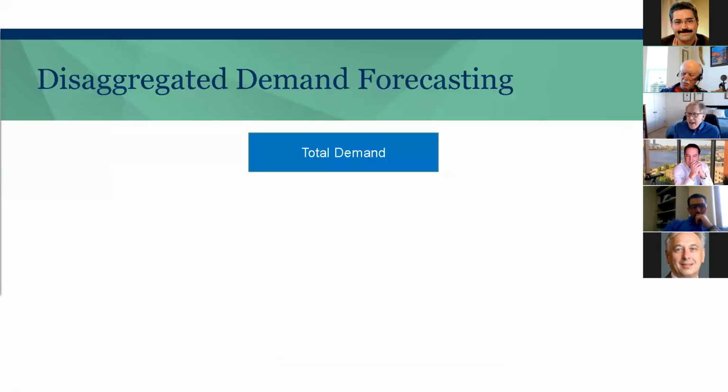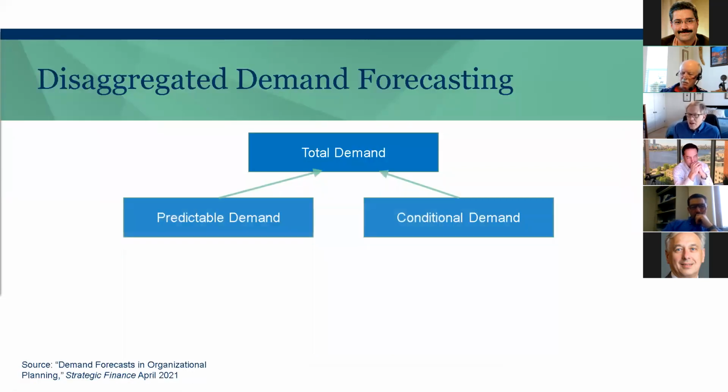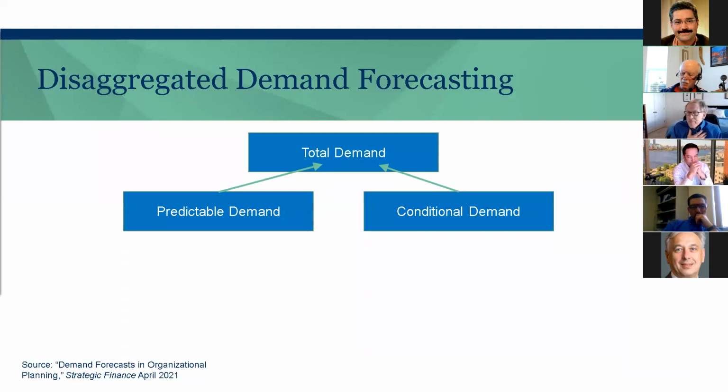Getting to demand here, there was an article in Strategic Finance published by IMA last year that I thought was really terrific. It talked about disaggregating demand forecasting. Now, first of all, forecasting demand is often not really what we do. We tend to forecast sales and assume that represents demand, but demand for our product is not necessarily sales. And we might have more demand than we can actually meet.